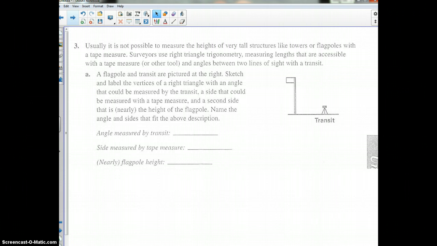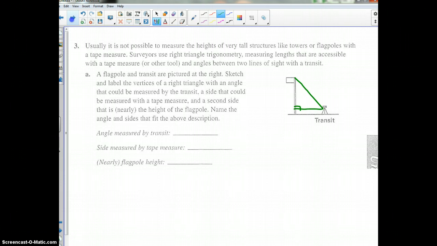It says name the angle and sides that fit the above description. So what they're asking you to do is basically just draw in a picture here. That looks something like that. We have the transit that's going to measure nearly the height of the flagpole. That's this side, or would be the side over, the length of the flagpole.